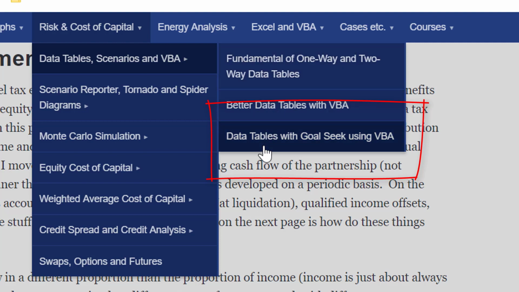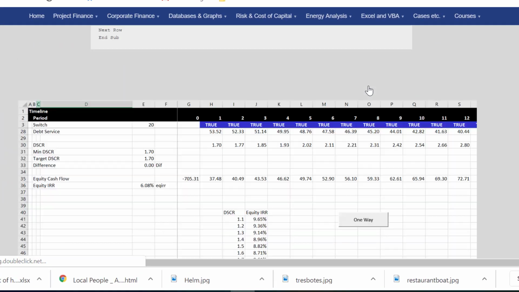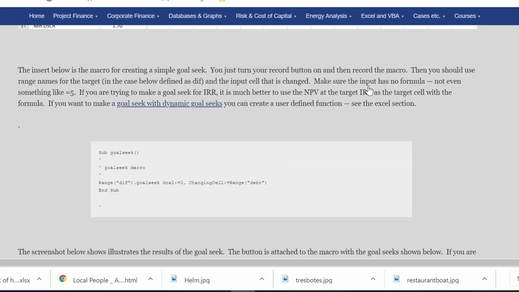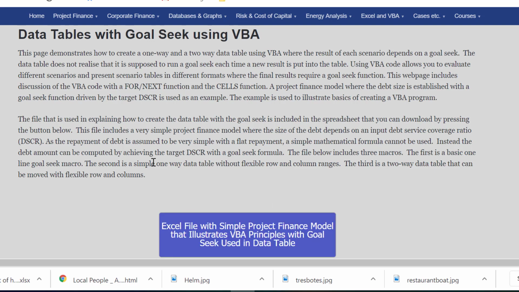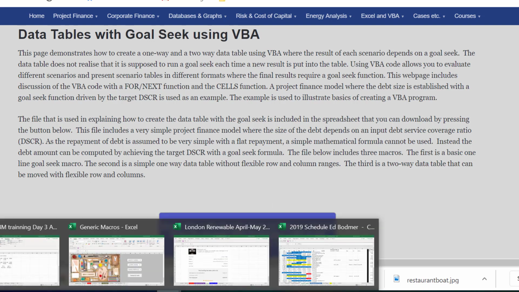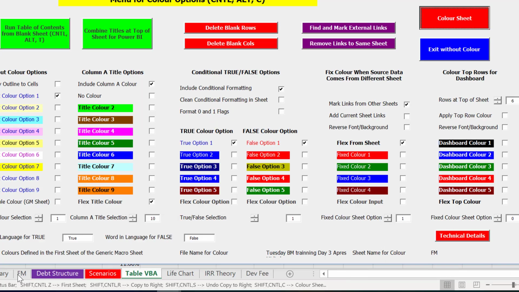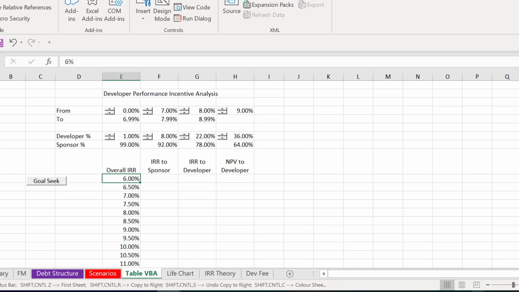This is better tables with goal seek using VBA. So if you really want to see how this works, you really need to go to this page and watch another video. So I don't want to waste too much time with all of that in this one. So what I'm going to do now is stop recording the video for a minute.